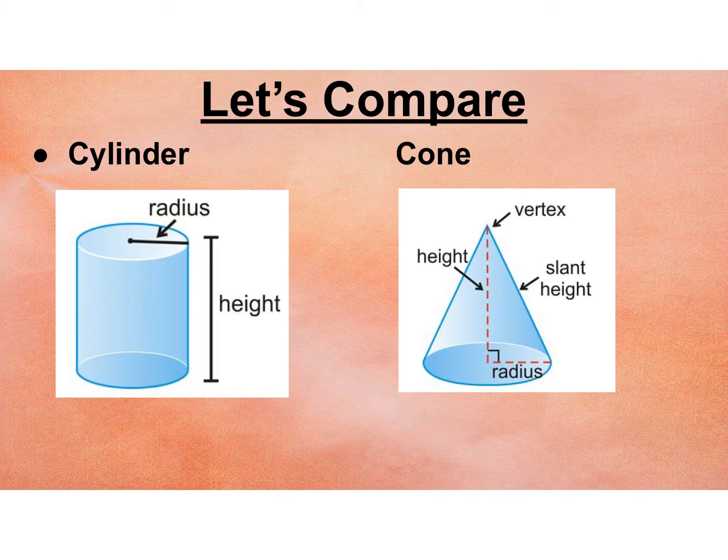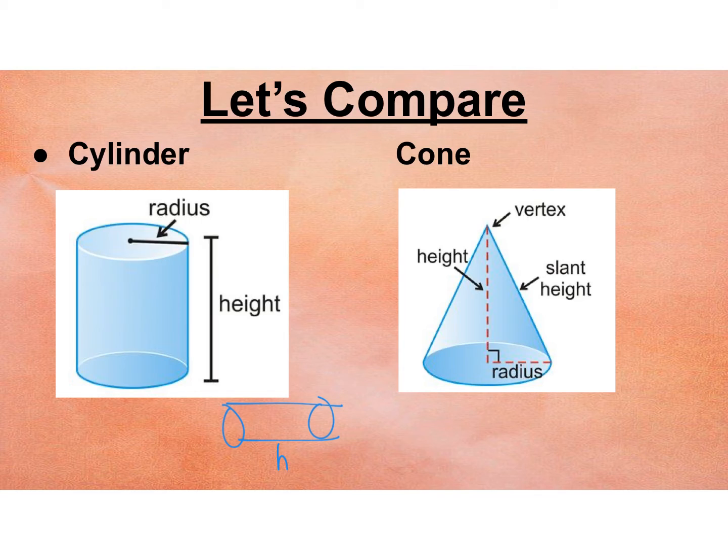So a little more vocabulary with these two shapes. We have our cylinder, we have the height, which is up and down, but keep in mind you can have a cylinder that's lying sideways and then that would still be the height. So the height is the distance between those two parallel circles. And then the radius, remember that's just half the diameter of the circle.